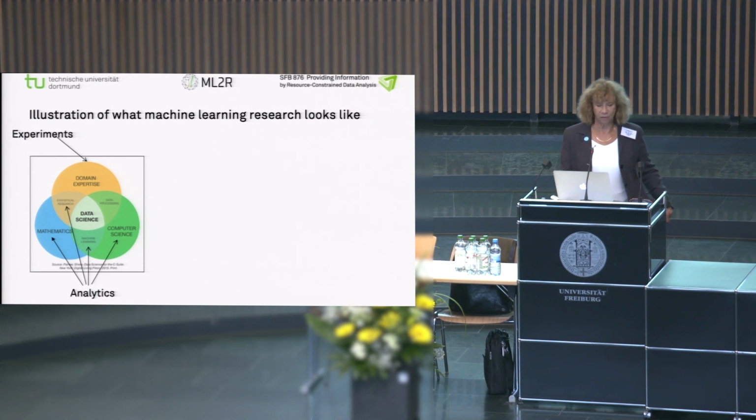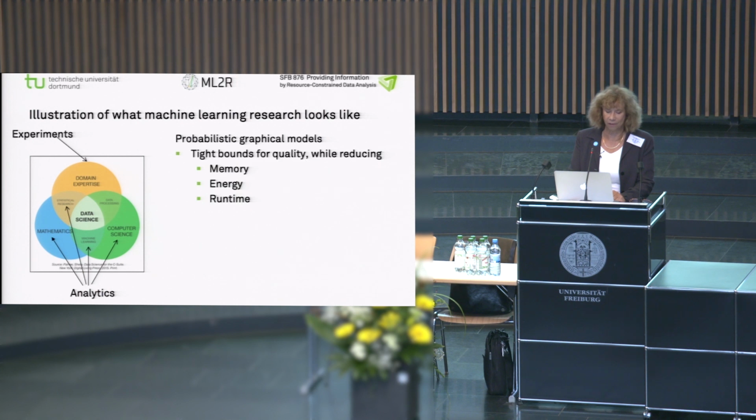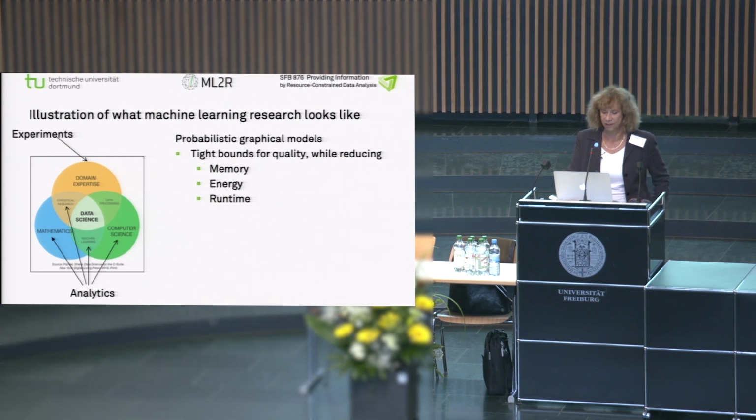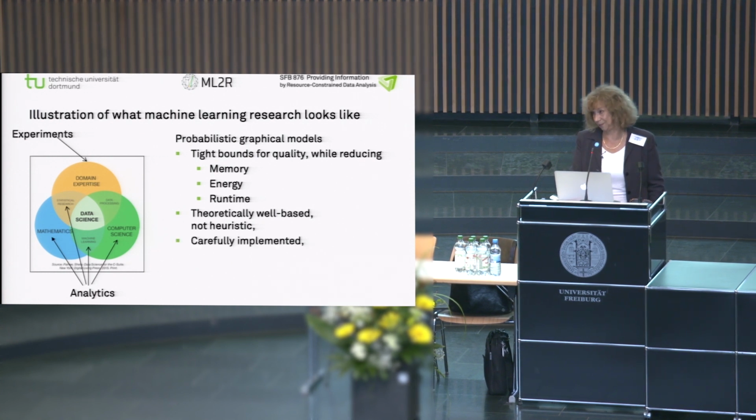So, that was my illustration of what machine learning research looks like. We, the machine learning people, do not just click on some tools, but we develop a theory, the theory of machine learning. That's what we do all day. Now, I illustrated that with probabilistic graphical models, and what we have to do there is provide tight bounds for quality while reducing memory, energy, and runtime, and we have theoretically well-founded and not heuristic results such that other scientists can rely on these methods. They are carefully implemented such that others can rely on them.